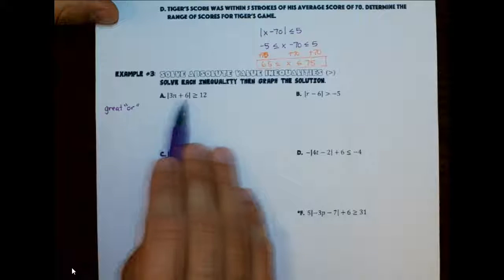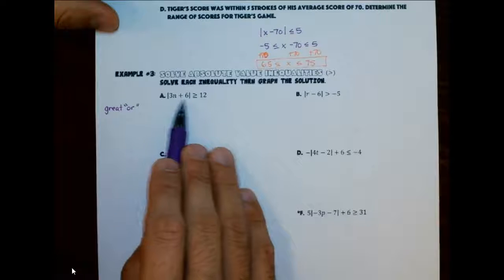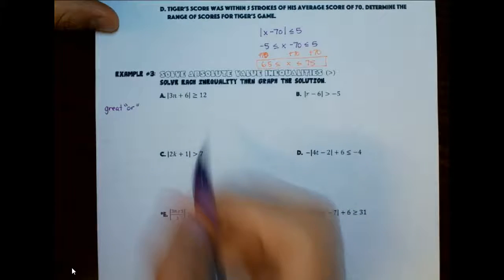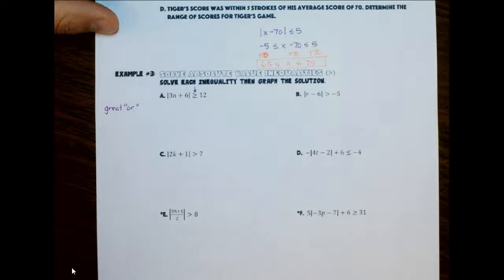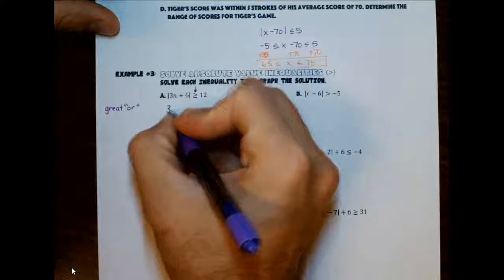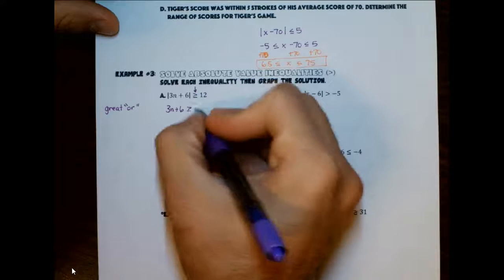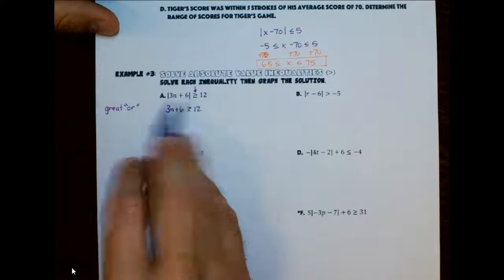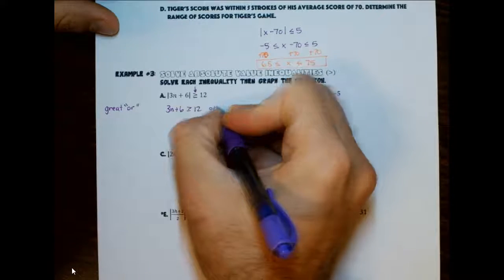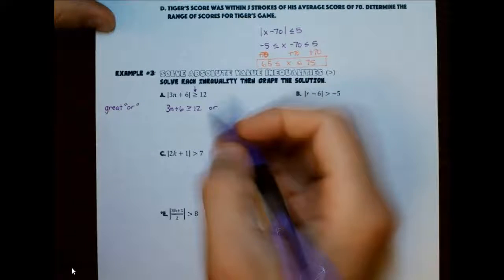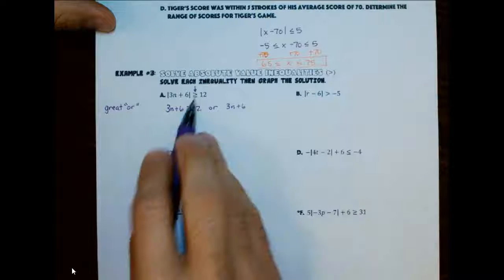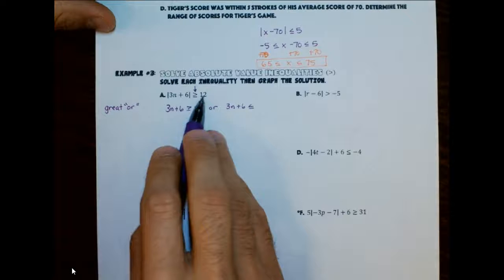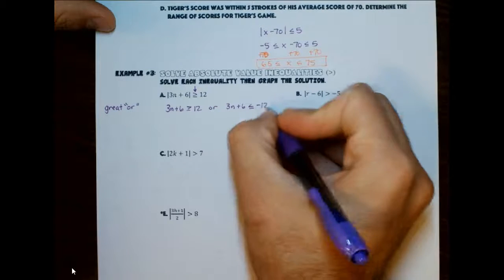The absolute value is by itself, so I don't have to do anything as far as getting that alone. So you look at your symbol, which is a greater than or equal to symbol. So you're going to set up two inequalities. The first one, exactly like you see it without the absolute value bars. This is going to be an OR problem. So then I am going to set up a second inequality, 3n plus 6, and I'm going to take the opposite of this sign, so I'm going to flip it, so it's going to be a less than or equal to, and the opposite of 12, which would be negative 12.